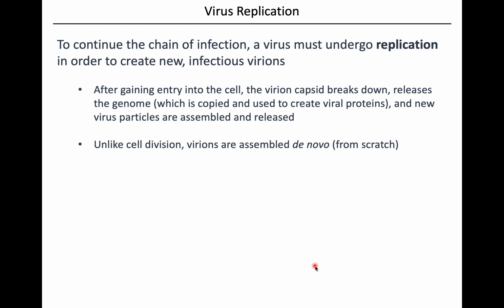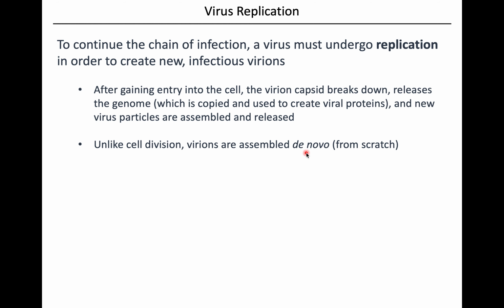So, the virus has to be able to get into a cell because it's an obligate parasite. We have to break down the capsid, release the genome, copy that genome, use the genetic information in the genome to make new viral proteins, and then from those proteins assemble new virions, new virus particles, and be able to release those so that they could move on to additional cells.